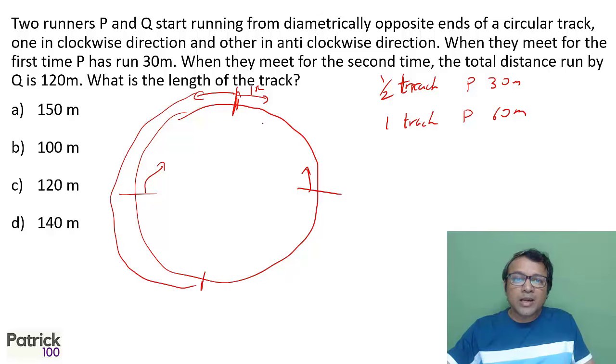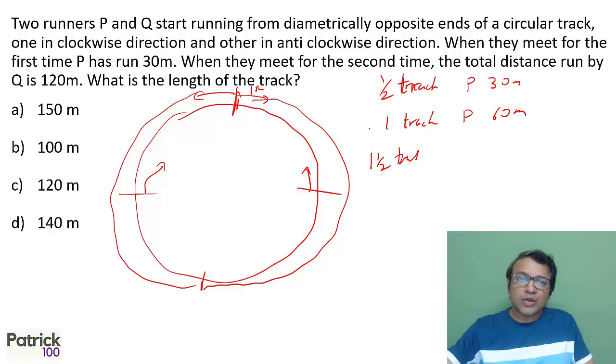So they complete one complete extra round more. So total now they have covered 1.5 tracks. First they covered half a track. They started out here. Together they covered half a track. Now when they meet for the second time, they cover one extra track. So total 1.5 tracks. Q covers 120 meters.